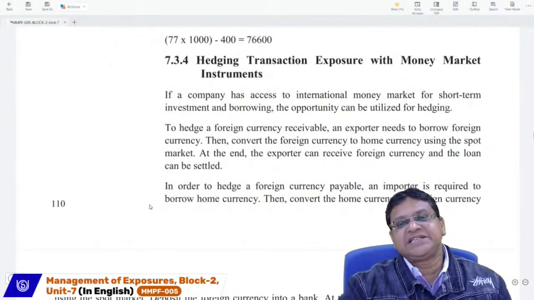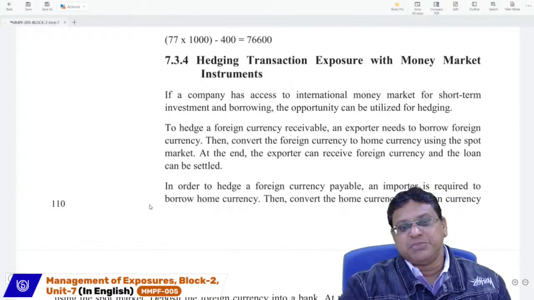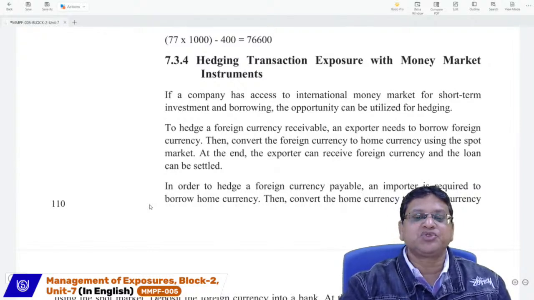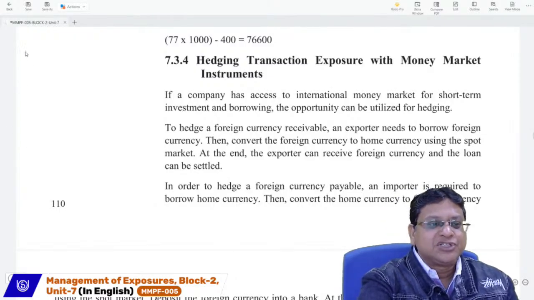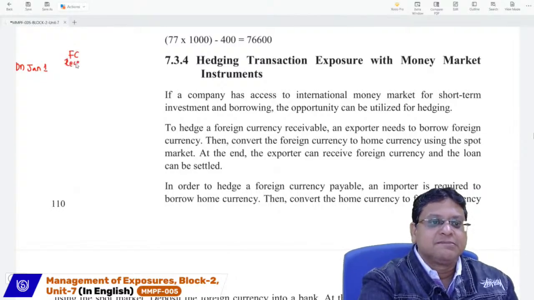Okay. Next one is hedging with money market. How can you use money market instruments to hedge your risk? Without using derivative instrument, you can use money market instrument. Now please see, suppose on January 1, you have foreign currency receivable of 2 lakh dollar.